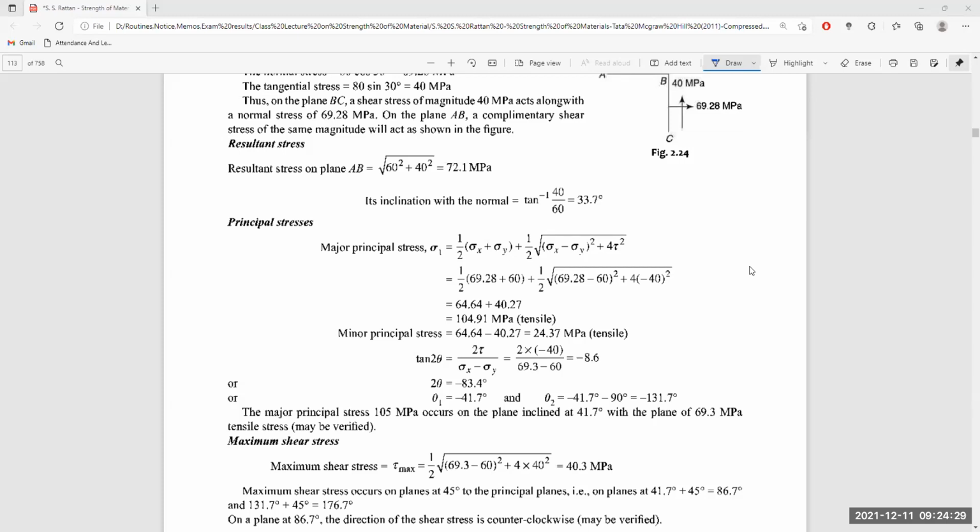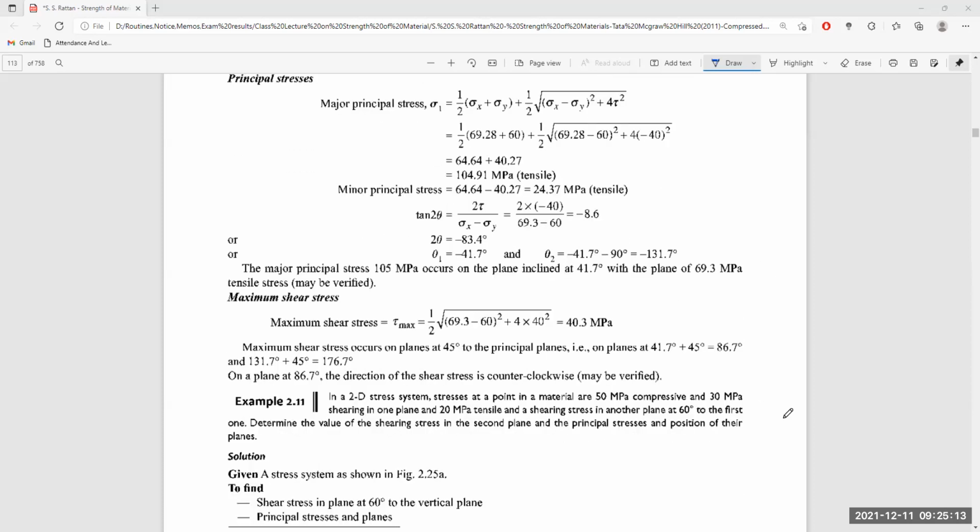So tan 2 theta is 2 tau divided by sigma x minus sigma y, which is 2 into minus 40 divided by 69.3 minus 60, equal to minus 8.6. So 2 theta is equal to minus 83.4 and theta 1 is equal to minus 41.7. For theta 2, you have to subtract 90 degrees as it is negative, so that is equal to minus 131.7 degrees. The major principal stress of 104.91 MPa tensile occurs on the plane at 41.7 degrees with the plane of sigma x.